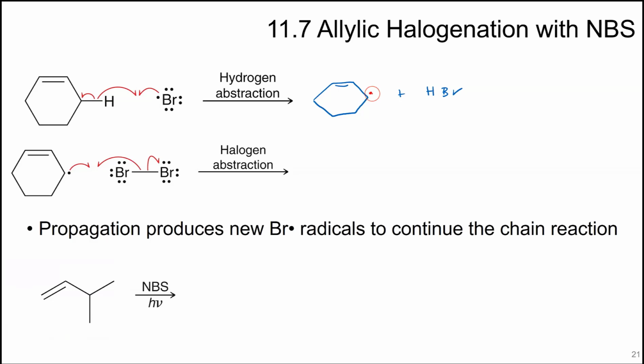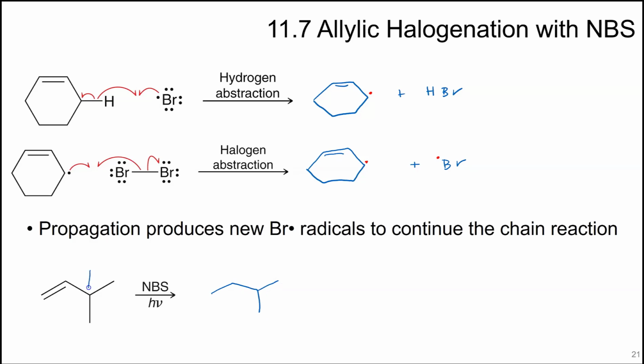Get this radical here. That radical can react with the Br that's in solution and have the halogen abstraction. Radical plus radical. So during propagation, new Br radicals can form, and that just keeps the chain reaction going. In this case, we had a symmetrical molecule. If you don't have a symmetrical molecule, we can actually get two different products.